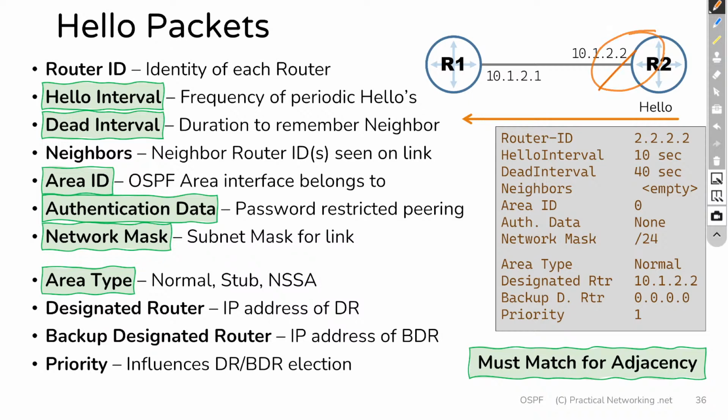If router 2 thinks that this is a /24 and router 1 thinks this is a /23, if they can't even agree upon what size network is on the link between them, they definitely aren't going to agree upon the rest of the networks in the topology. So the network mask has to match. And finally, the area type also has to match. If router 2 thinks this is a stub area, router 1 must also think this is a stub area, or they're not going to become friends with one another.